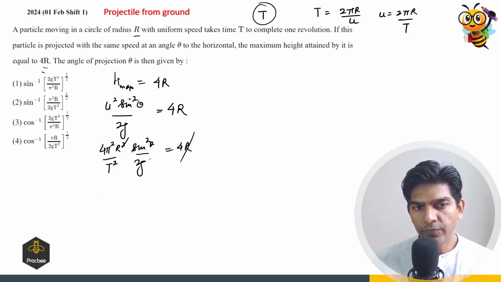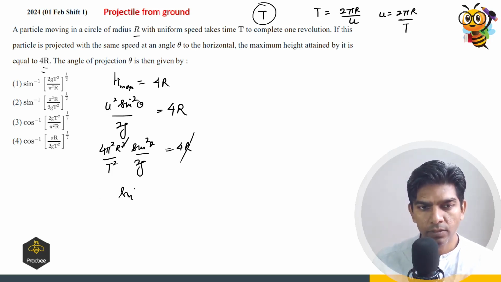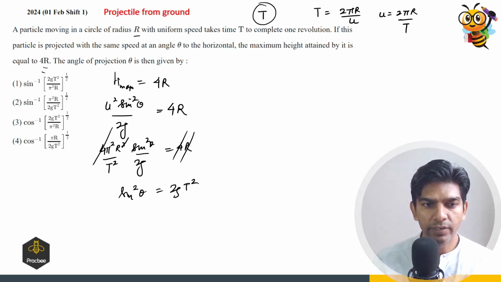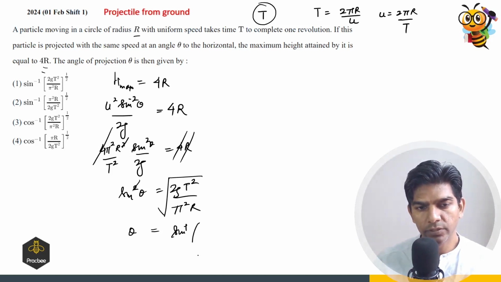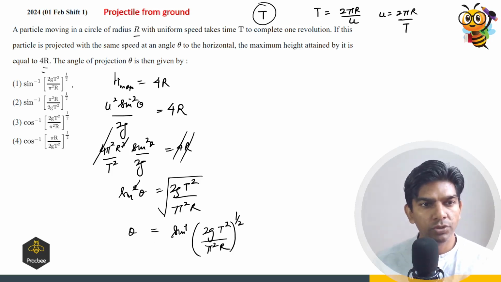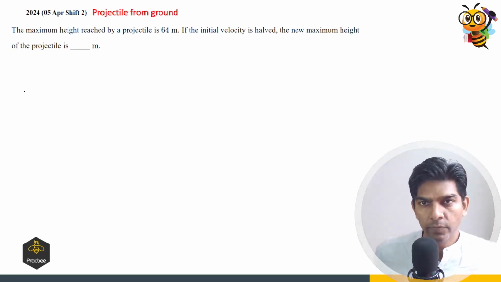So from this we can find sine theta. So sine square theta will be 2g t square divided by pi square r. Now let us take the root of this. So theta will be sine inverse 2g t square divided by pi square r raised to power 1 by 2. So option 1 is the right answer. Now let us see this question.